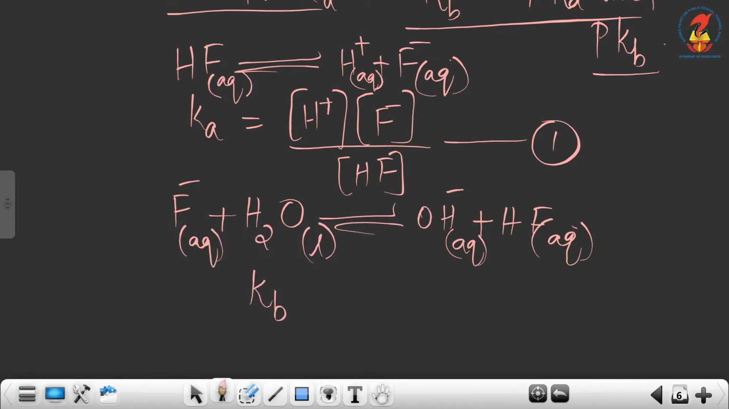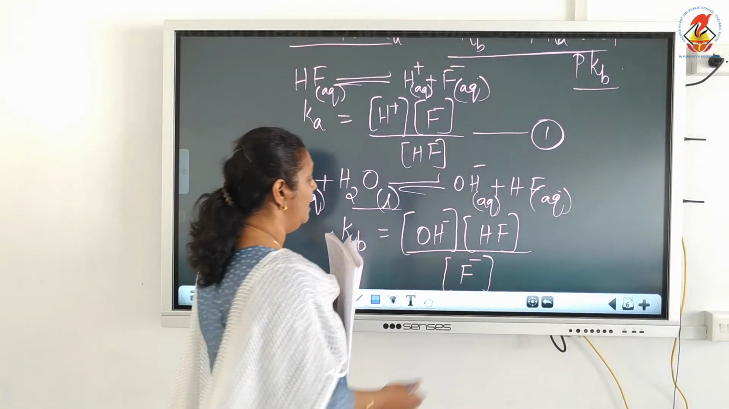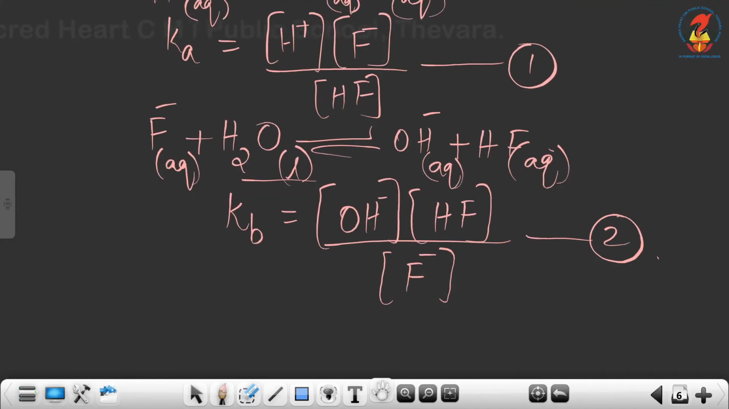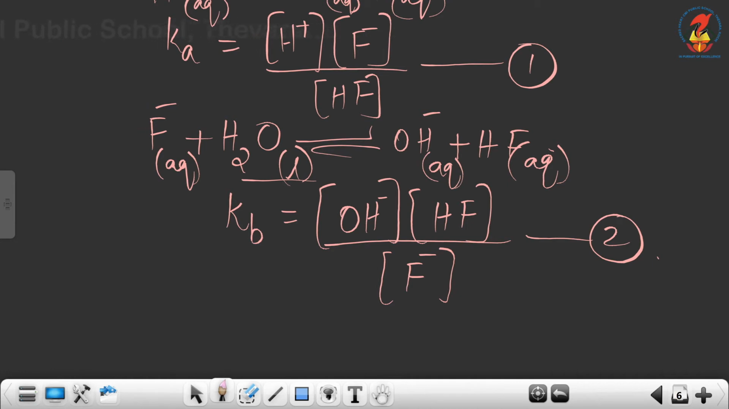So we have to write the base dissociation constant. Kb will be concentration of OH minus into concentration of HF divided by concentration of F minus. Concentration of H2O in liquid state is taken as 1. And let's give this equation number 2.